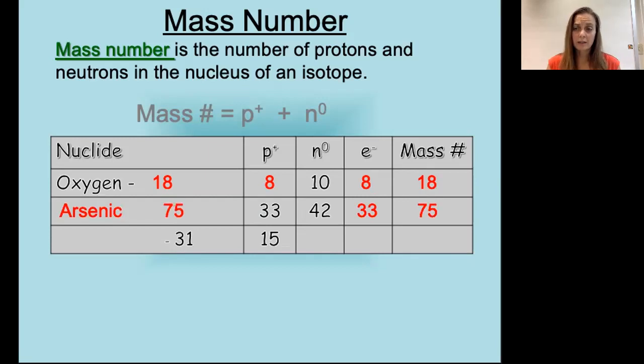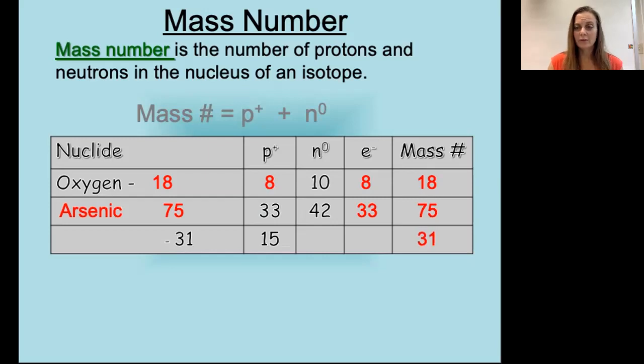I'm going to ask you to go ahead and pause here and see if you can figure out this next one. Look at your periodic table, and the number of protons is your atomic number. So look that up and see what element that's going to be. So pause now, fill out your chart, and then let's unpause and come back.